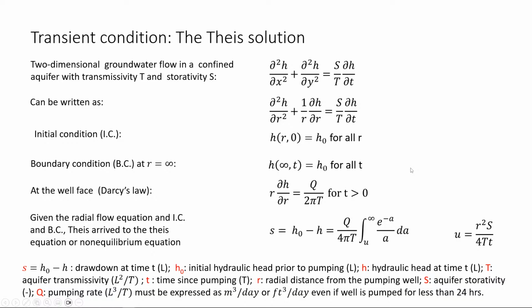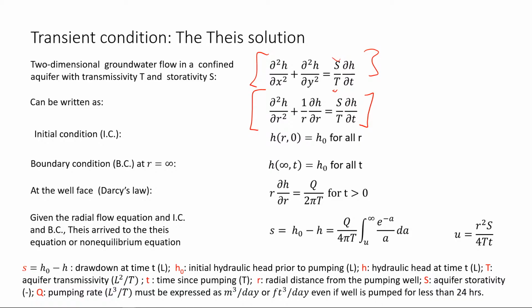Okay. So let's get back to our equation here. So this is two-dimensional groundwater flow in a confined aquifer. Here you have your transmissivity. Here you have your storage coefficient. We saw that this could be written in a radial coordinate. So this is Cartesian coordinate here. We can write this in a radial coordinate. Well, we've seen this in the previous video.